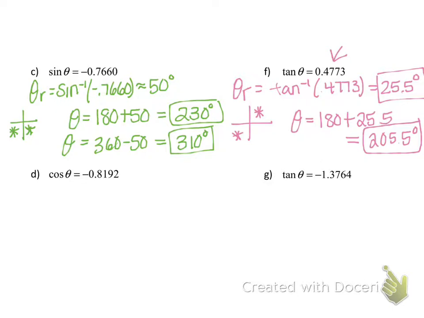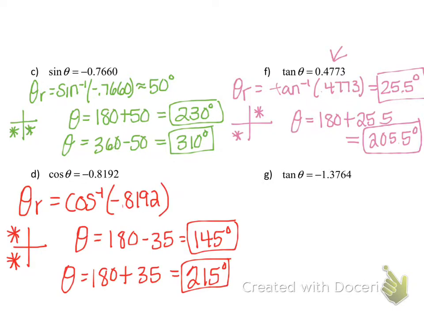Go ahead and try the second two on your own and see if you get what I get. For our first one, we found a reference angle, I forgot to write it, of 35 degrees. Now cosine's negative here, which puts us in the second and third quadrants. So I added to 180 and I subtracted from 180 to find my two angles.